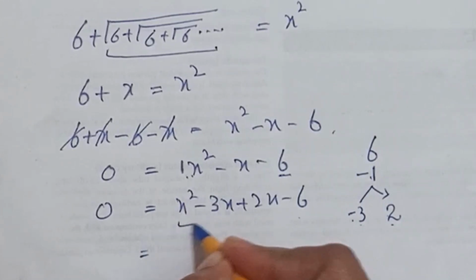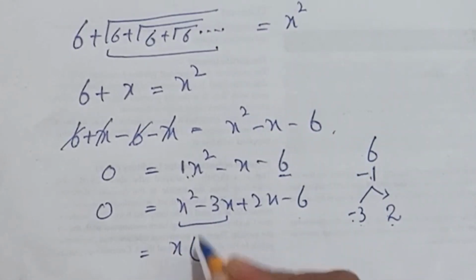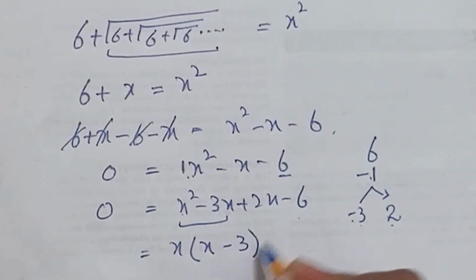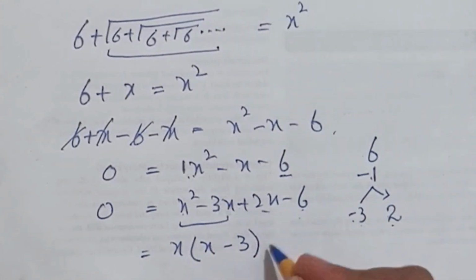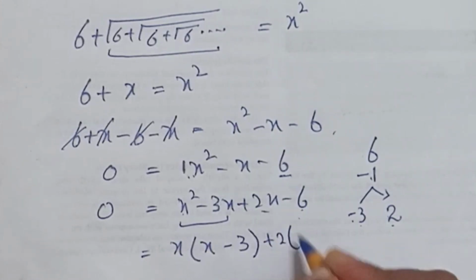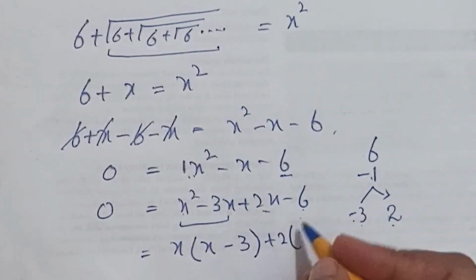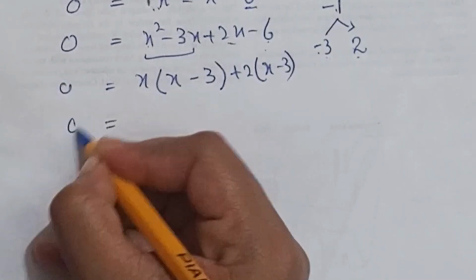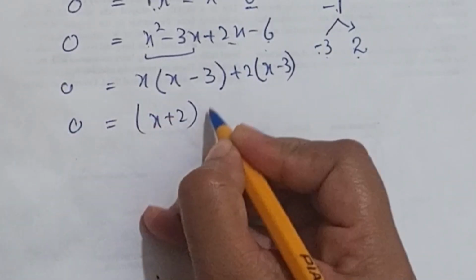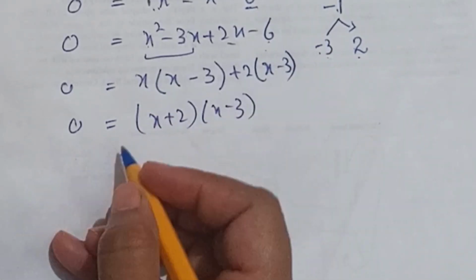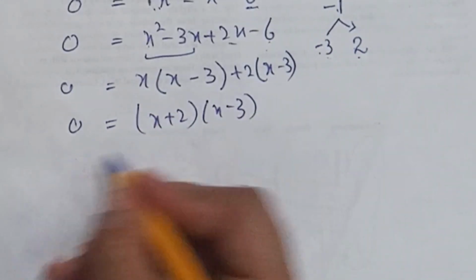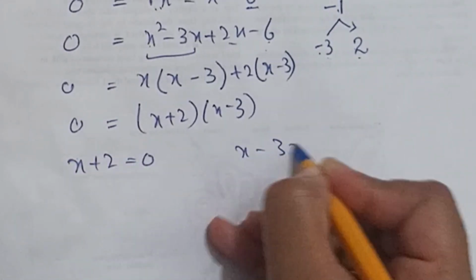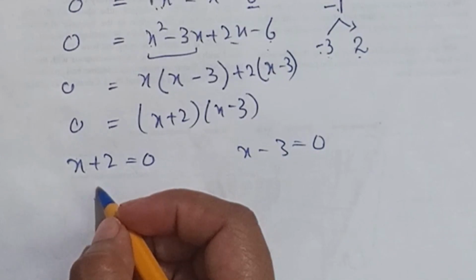Now look at the first two terms. x is common in these two terms, so we factor it out. Then the first term becomes just x and the second term becomes 3. Now 2 is common in the last two terms, so we factor out positive 2, and the last two terms become x minus 3. So we write this as x plus 2 multiplied by x minus 3. This implies one of them must be equal to 0. So we can write x plus 2 is equal to 0 or x minus 3 is equal to 0.